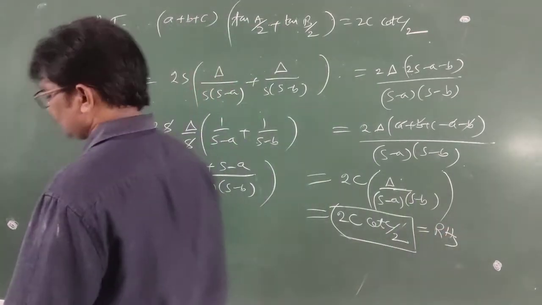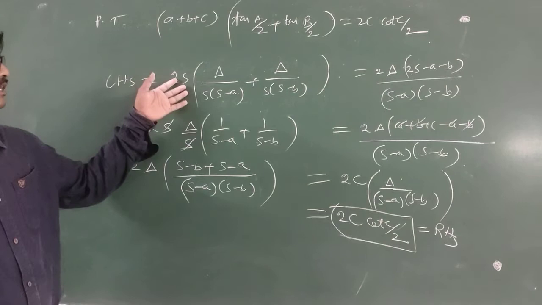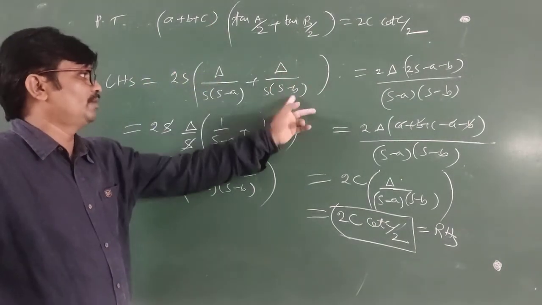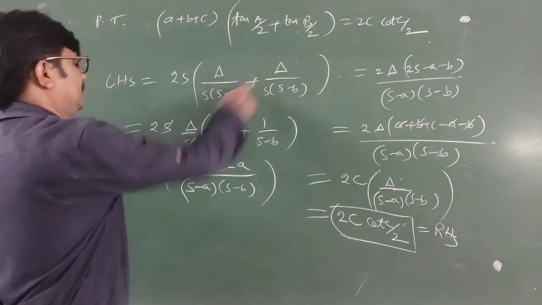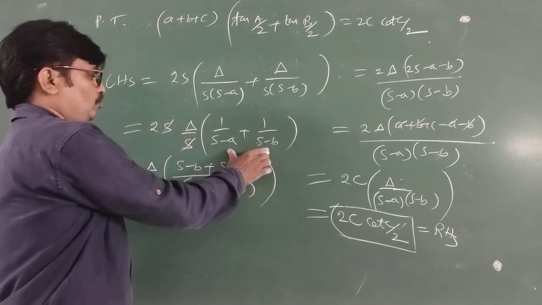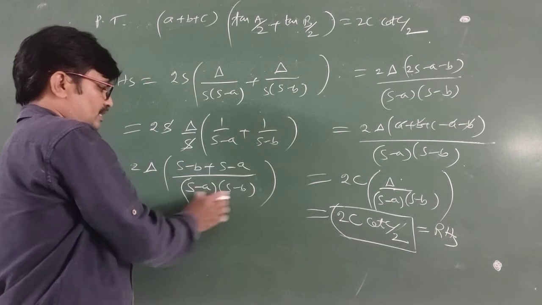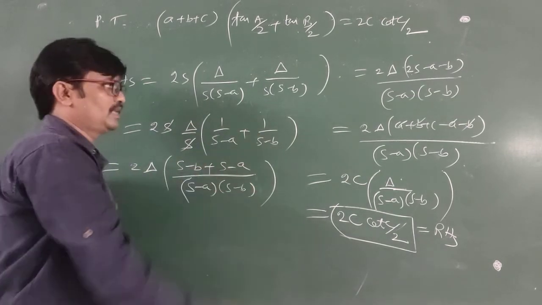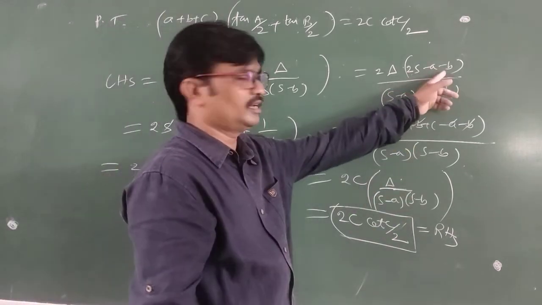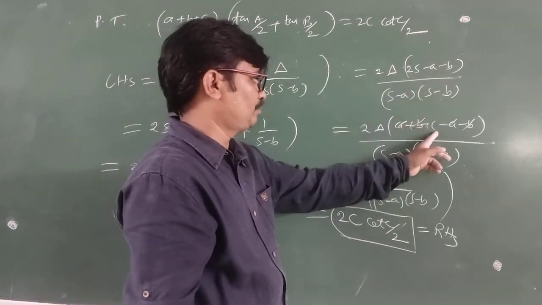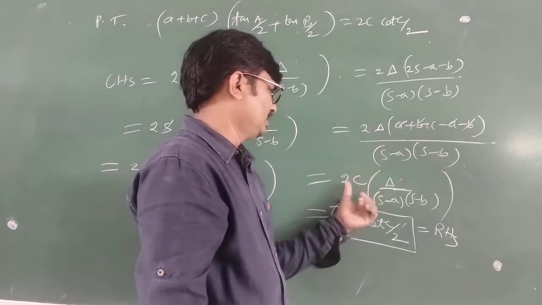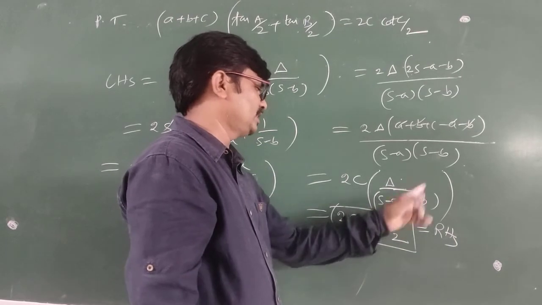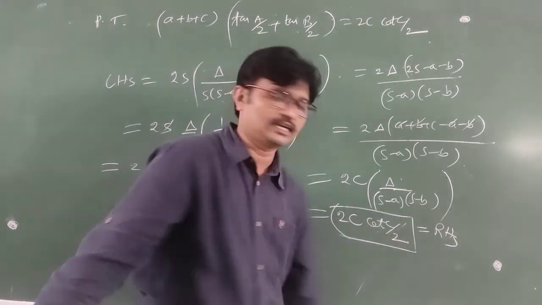So how to find this? First we take a plus b plus c as 2s. Tan A by 2 is delta by s into s minus a, delta by s into s minus b. Delta by s is common, so s cancels. We take the LCM, s minus a into s minus b. This is s minus b plus s minus a. S plus s is nothing but 2s minus a minus b. 2s is a plus b plus c. The a and b terms are cancelled. That is 2 delta c by s minus a, s minus b. So delta by s minus a into s minus b is cot of C by 2.